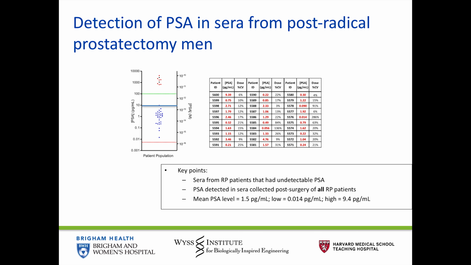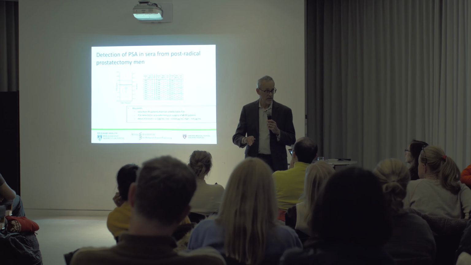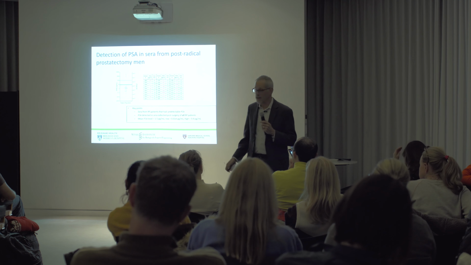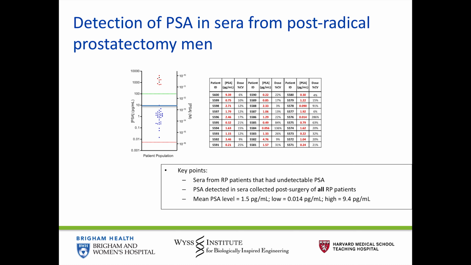First, we took 20 men who were unmeasurable. These were men who'd had their prostate removed through surgery, and they were unmeasurable using the conventional test. Here's the limit of detection of the conventional test. We could measure every one of them. And here's our limit of detection. This is the log scale, so we've got a long way to go. But look, there's huge variation here.